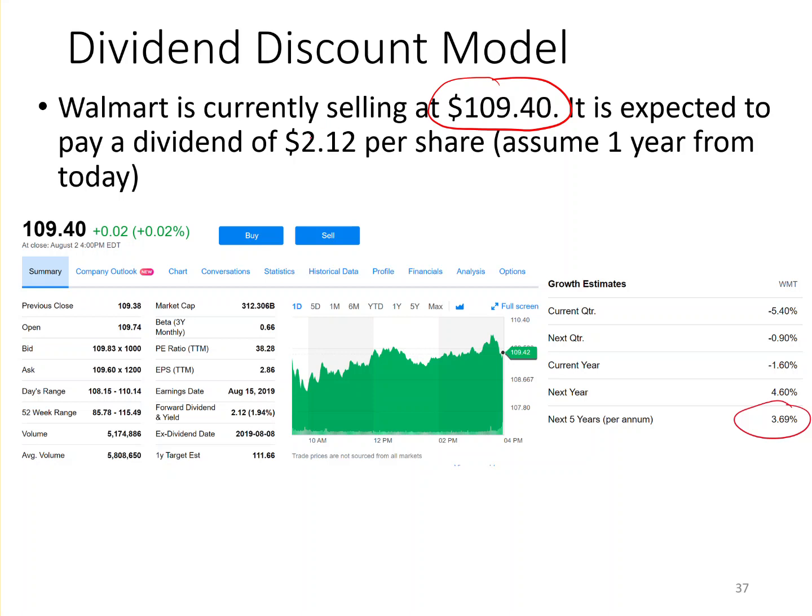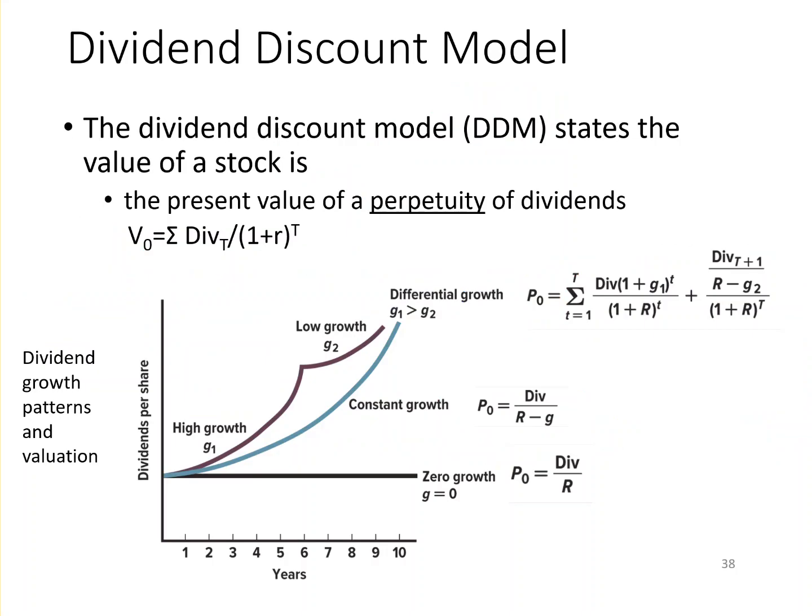The dividend that Walmart recently paid is $2.12. I got that from Yahoo Finance on the day of this valuation. And if I look at the Wall Street growth estimates of earnings, it looks like 3.69% per year for the next 5 years. And if we assume that payout is constant, we can assume that maybe dividends grow also at 3.69%.